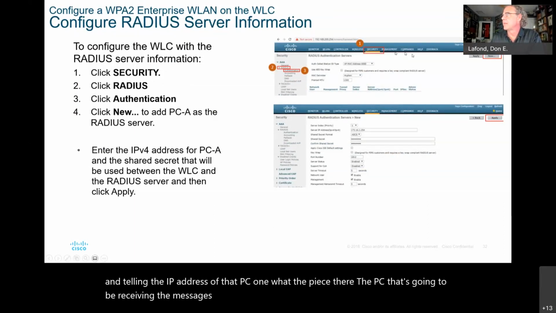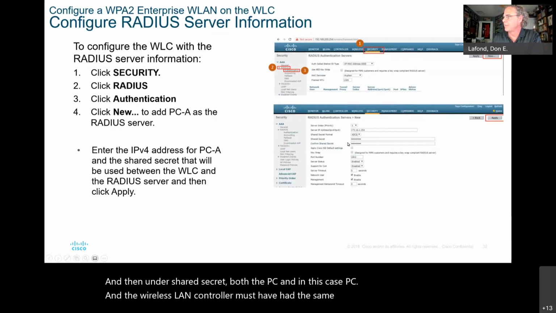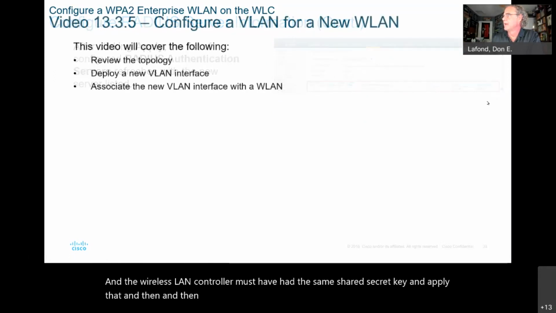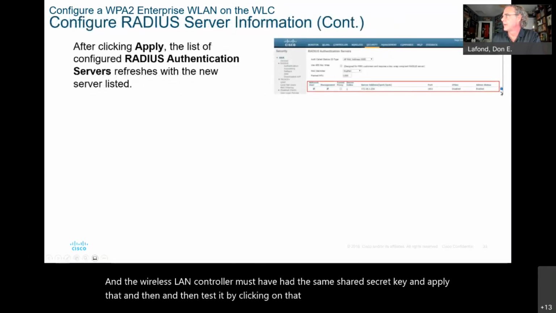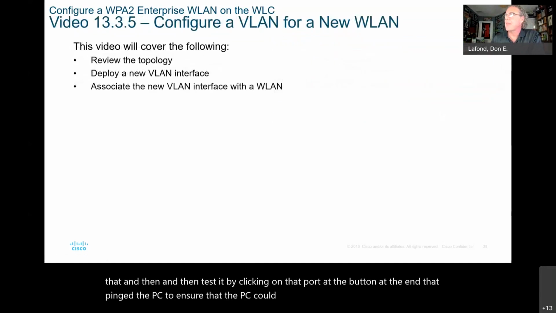And then we need to set up authentication security to be able to have that connection made, and then under shared secret, both the PC and the wireless LAN controller must have the same shared secret key, and apply that, and then test it by clicking on that button at the end that pinged the PC to ensure that the PC could receive those messages.